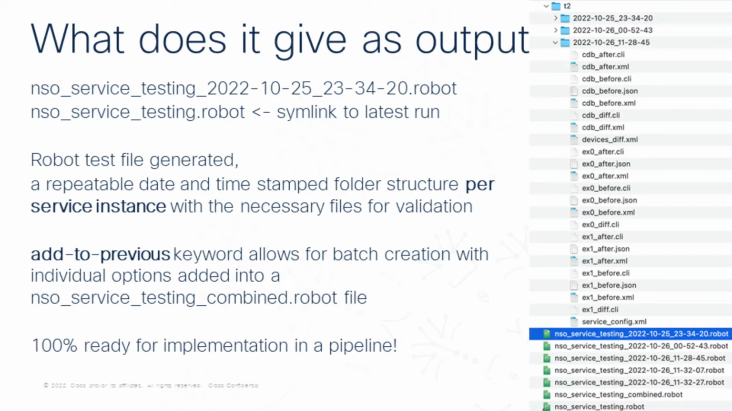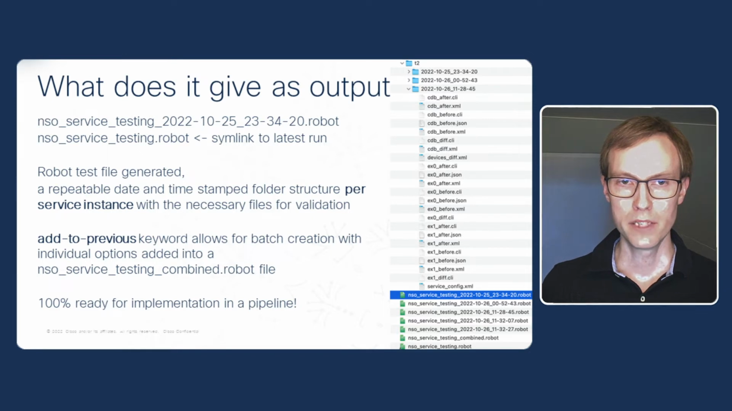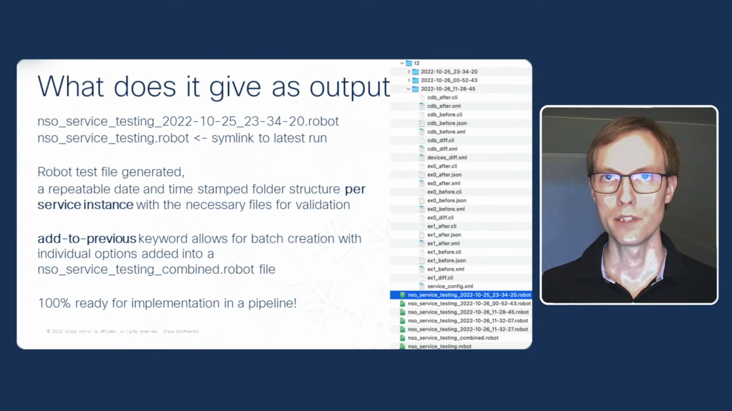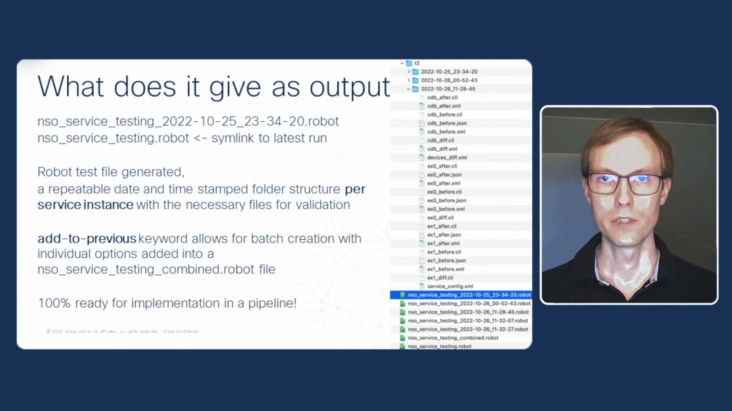So what does it give as an output? We get, of course, robot files. But we also get a repeatable date and time-stamped folder structure per service instance, with the necessary files generated for validation of the service instances.